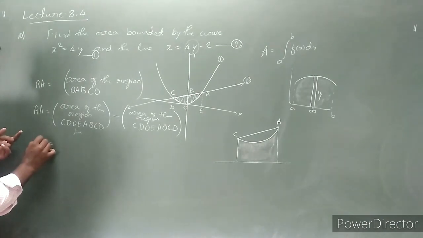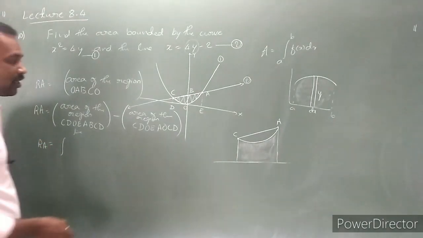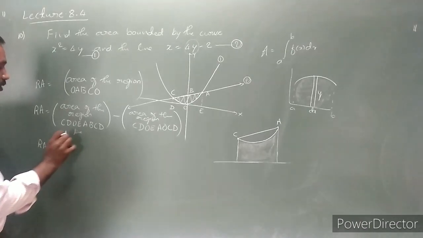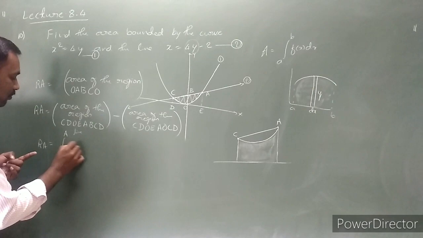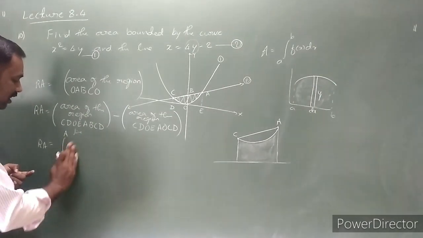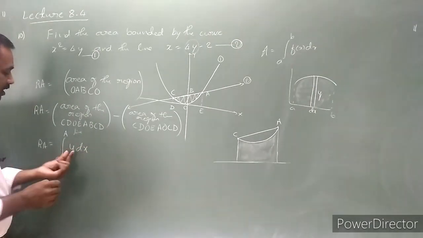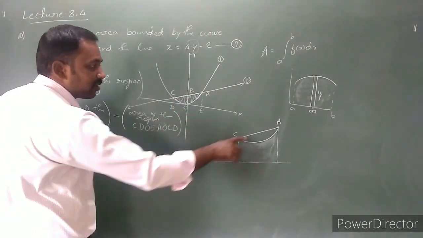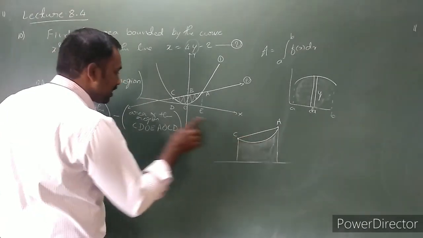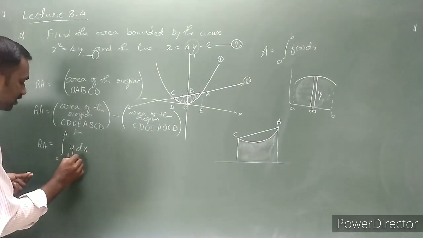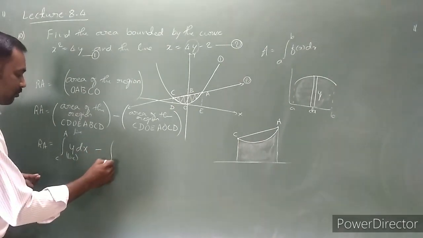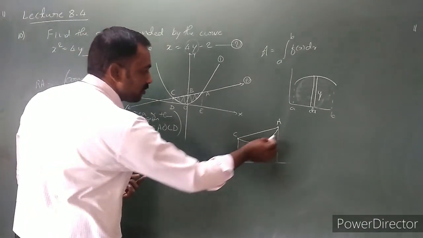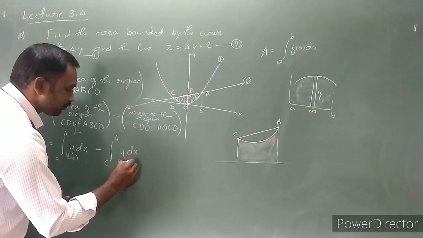So now we can write the required area is equal to the integral from where to where? From the point C to A, f of x into dx, or y into dx. Here, which value do we have to replace for y, the line equation or the curve equation? The largest area is the line, so we replace the line equation, minus the integral from C to A of y into dx. Here y means we have to replace the curve.